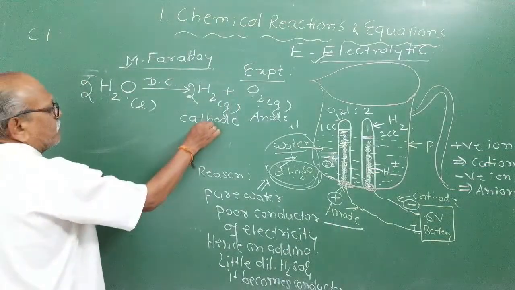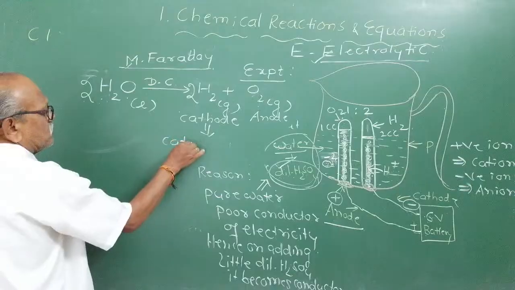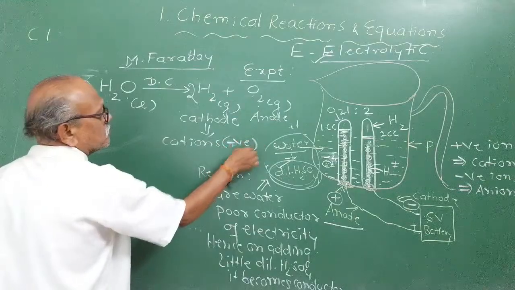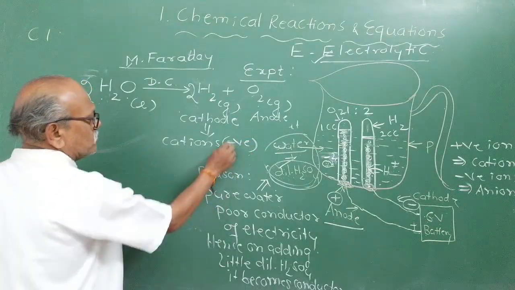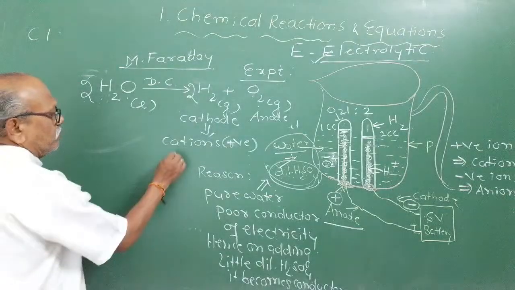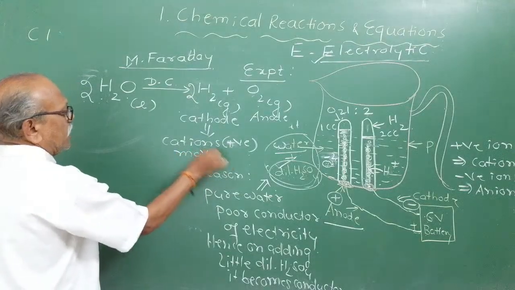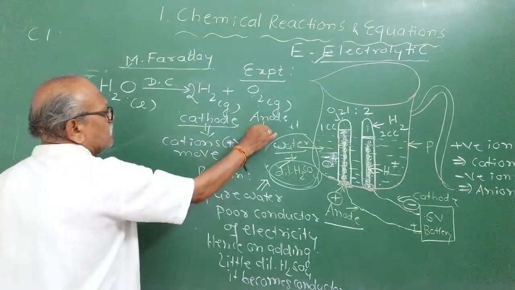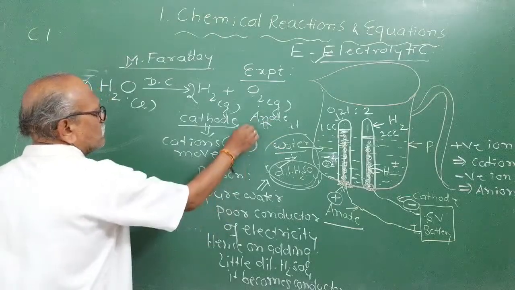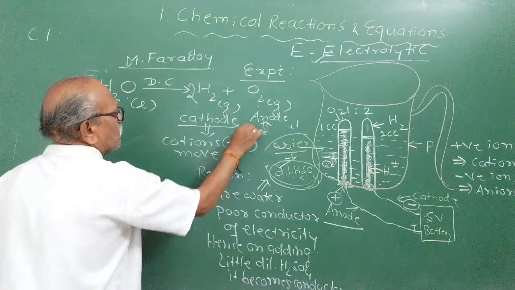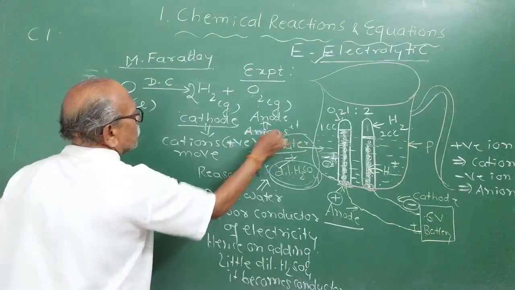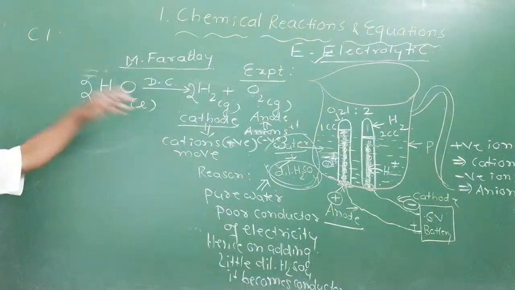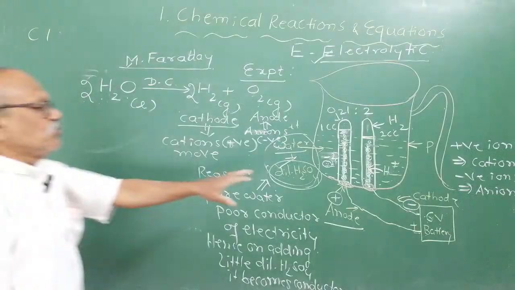Remember, what is the meaning of cathode? Cathode means cations, that is, positive ions move towards it. The electrode towards which positive ions or cations move is called the cathode. Why is it called anode? Anions, negative ions, move towards it. Therefore, the name anode. Understood the meaning of the words cathode and anode.